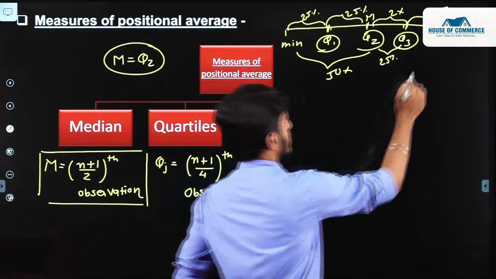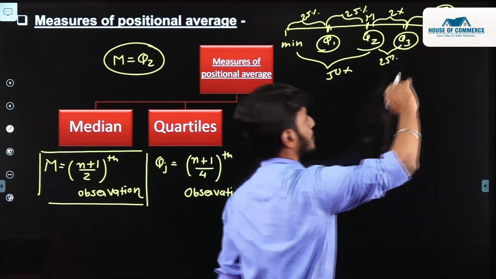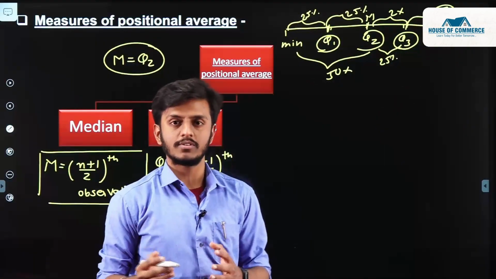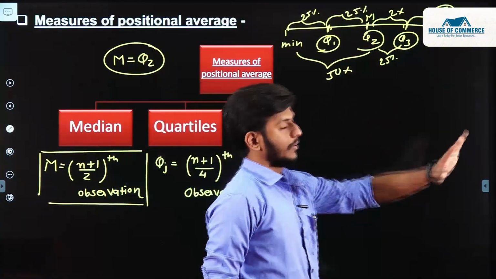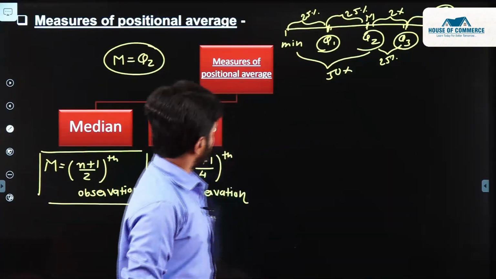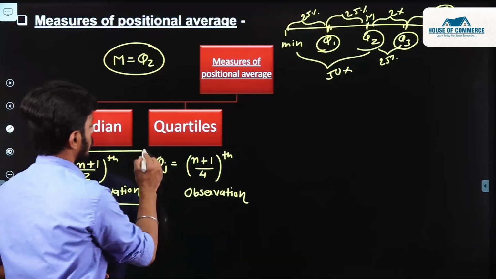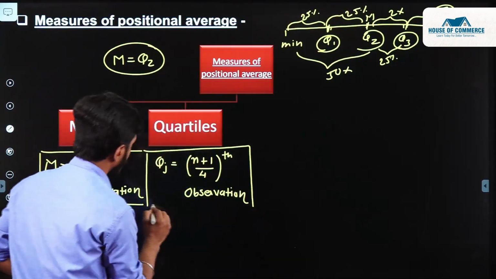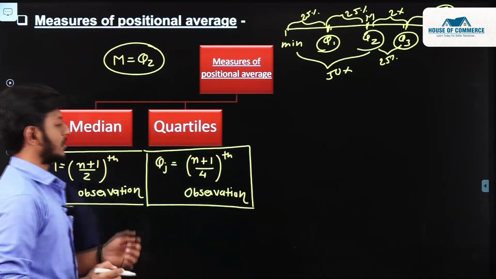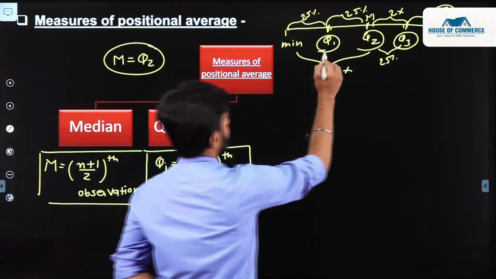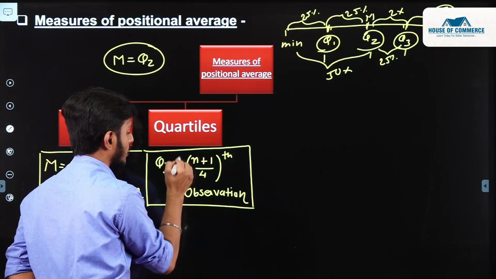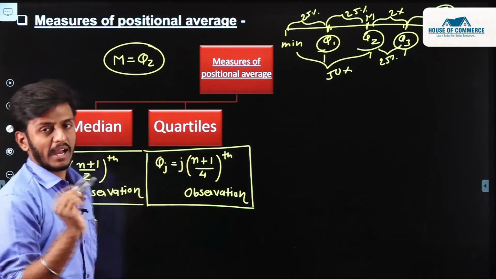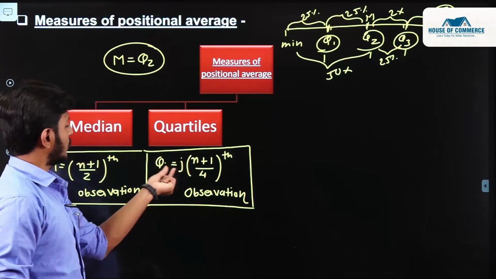And the last 25% of observations, or you can say at most 25% of observations, are larger than, or bigger than, Q3. Right? Clear? So basically quartiles divide all the observations in 4 equal parts, and for that we need to calculate three values, Q1, Q2 and Q3. That's why we have to denote, against the (n+1)/4, the j over here.